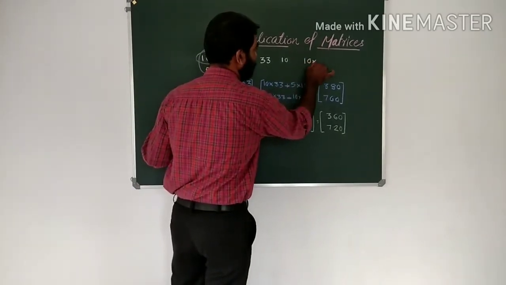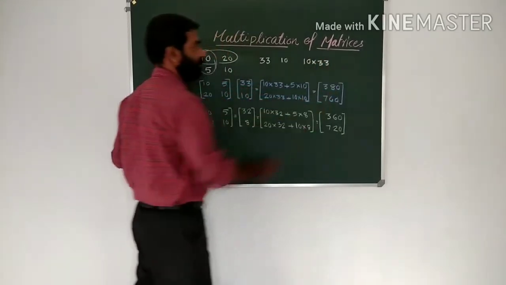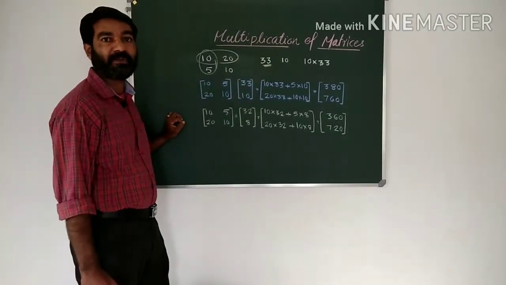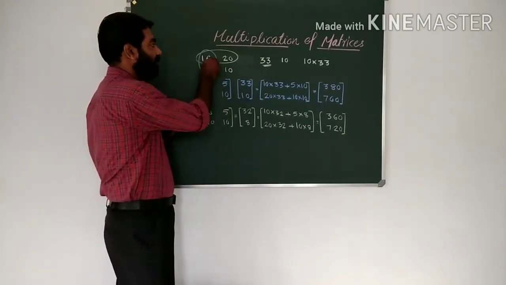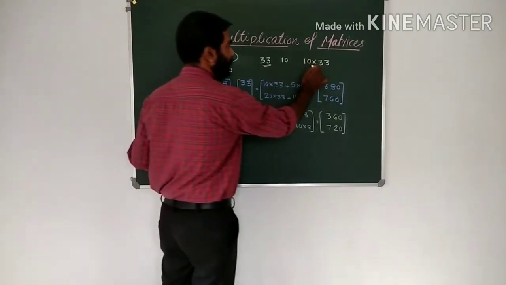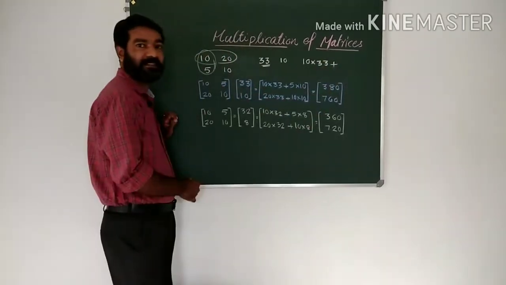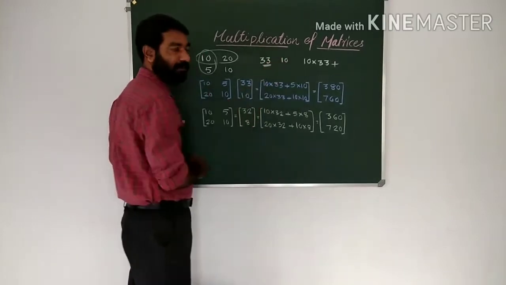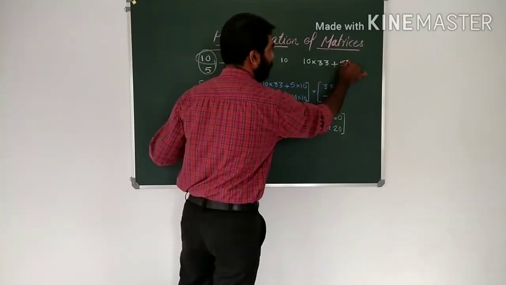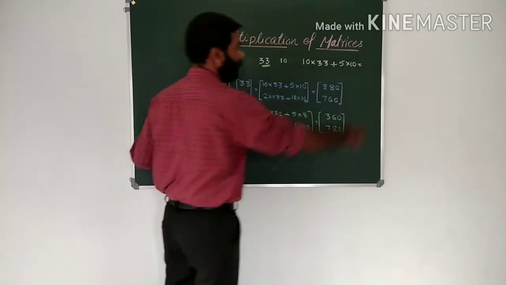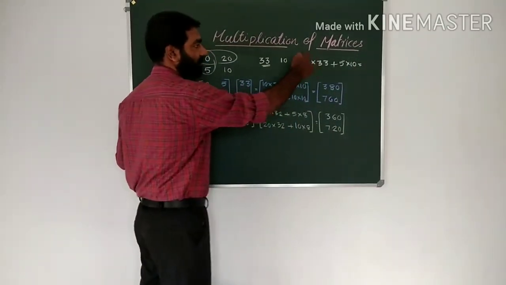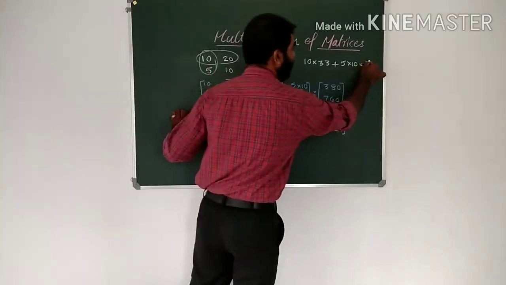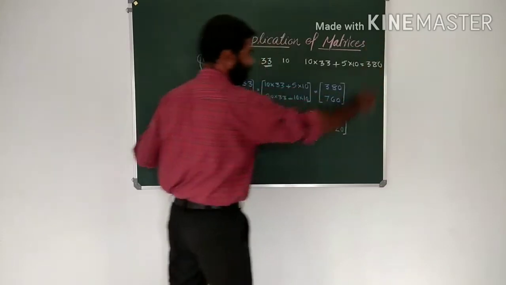10 notebooks cost 10 into 33. See, 33 is the price of one notebook, and I want to purchase 10. So 10 into 33 plus I need 5 pens. Each pen costs 10 rupees, so 5 into 10. 10 times 33 is 330, 5 times 10 is 50. So the total is 380 rupees I have to pay.